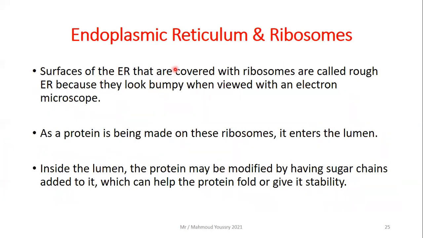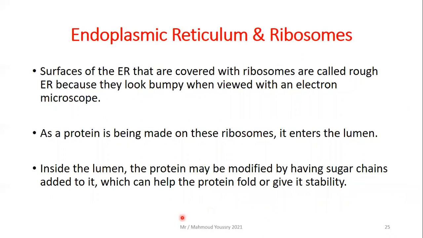Surfaces of the ER that are covered with ribosomes are called rough ER, because they look bumpy when viewed under a microscope. As a protein is being made by these ribosomes, it enters the lumen. Inside the lumen, the protein may be modified by having sugar chains added to it, which can help the protein fold or give it stability.